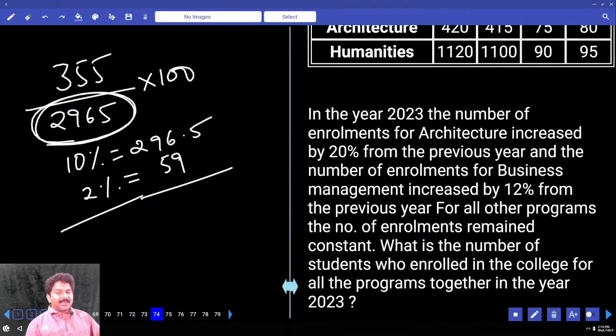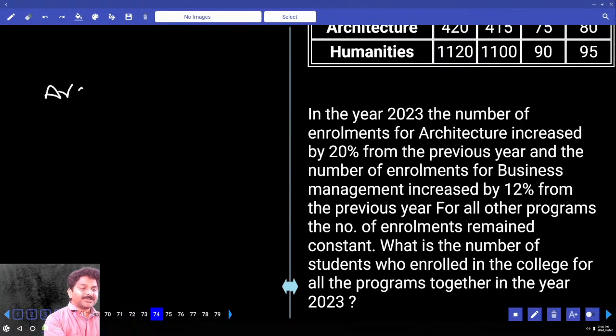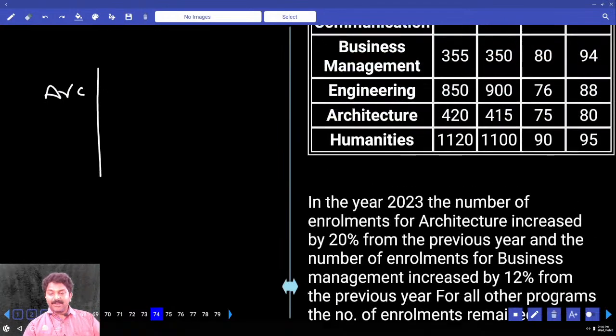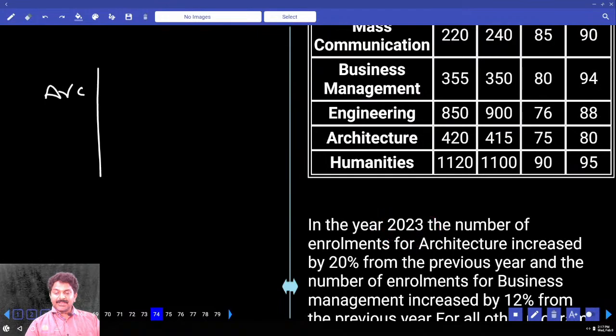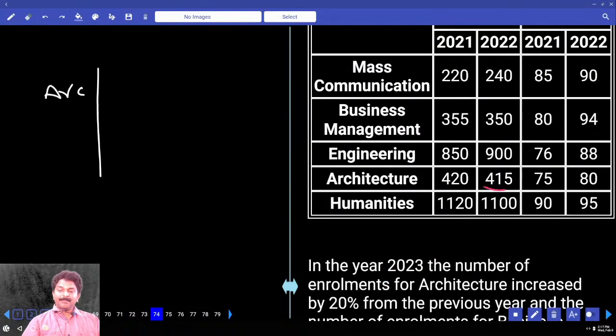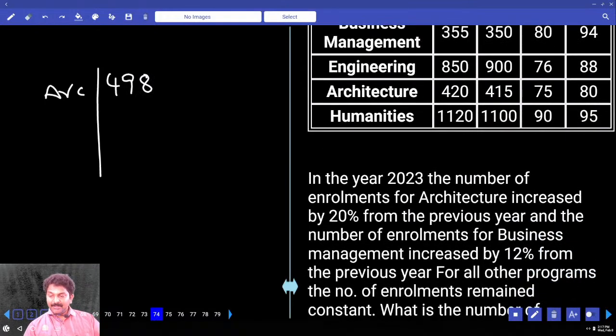Next. In the year 2023, the number of enrollments for architecture increased by 20% from the previous year. Now let me write it for architecture. They increased by 20%. This is in which year? 2023. So increase happened from the previous year only. Previous year, architecture total enrollments are 415. 20% of that number is 83, then it becomes 498.